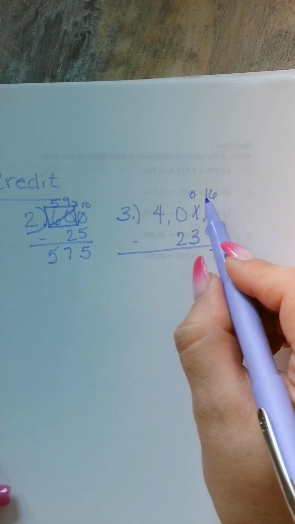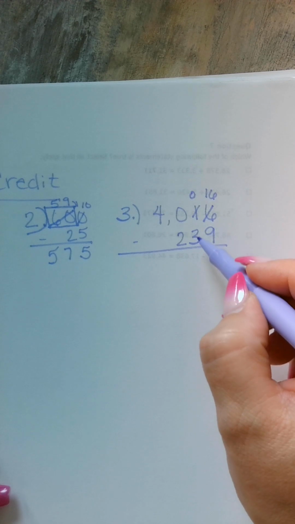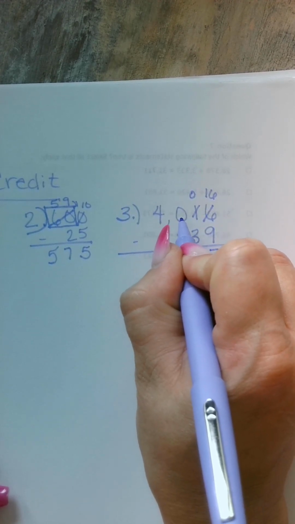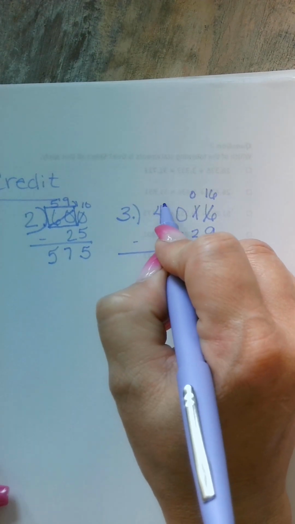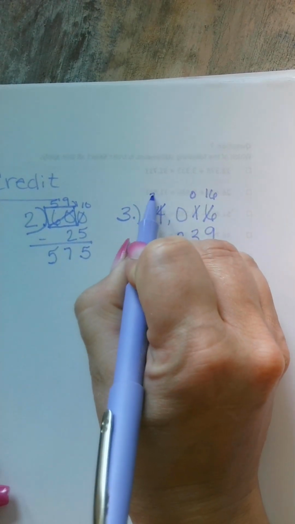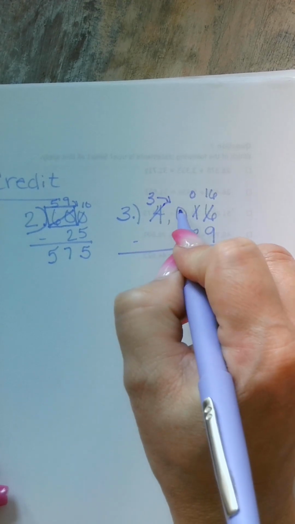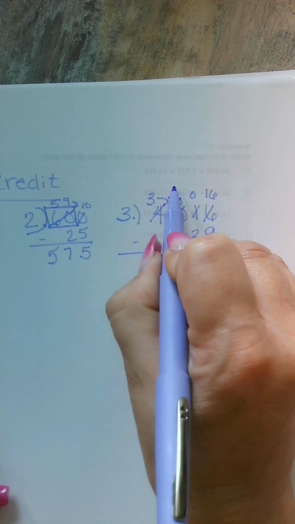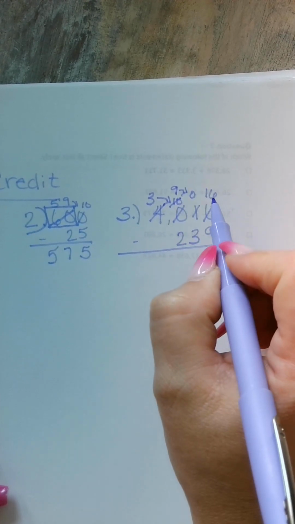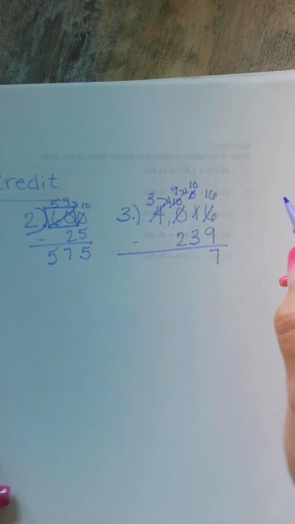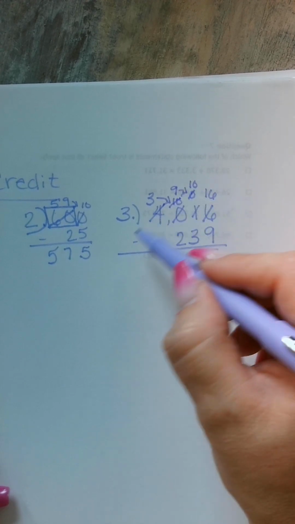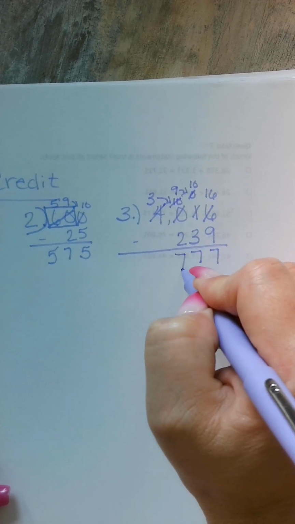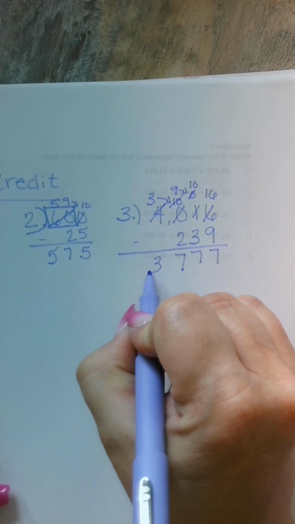Now we're going to come on over and work in the tens place. 0 minus 3, we cannot do that. So we're going to try to borrow from here, but we can't. So we're going to come over here, take one of those. That's going to give us 10 for this place here. And then we can take one of those and give it over to here, and that will make that a 10. So now we've got 10 minus 3 is 7. 9 minus 2 is 7. 3 minus nothing is 3.